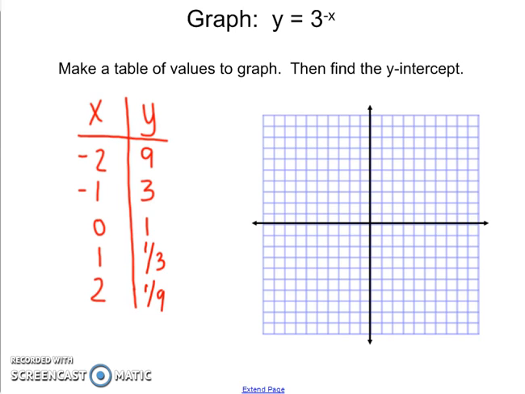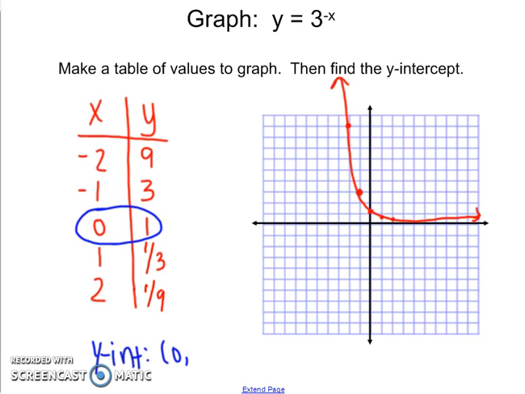So now I graph these. 9, higher values of x. Looks something like this. And then you need your y-intercept. So here our y-intercept is going to be (0, 1).